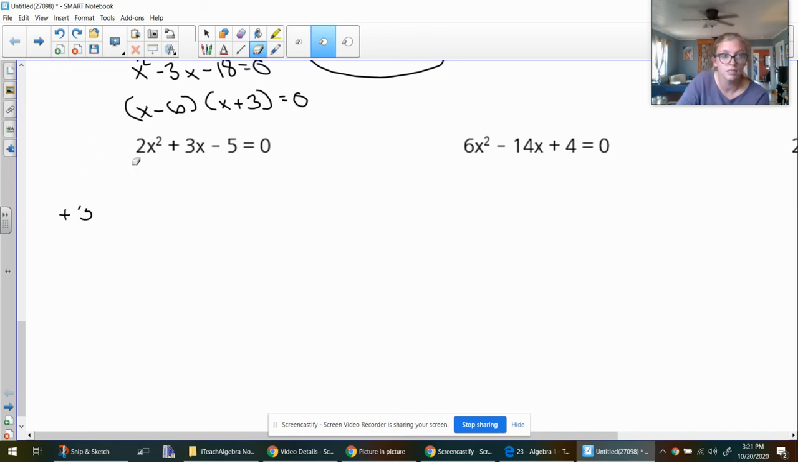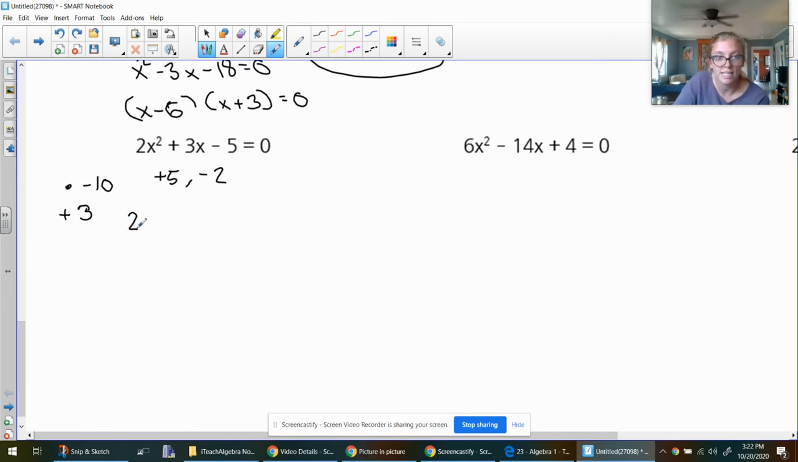Apologies. Oh, and I did not mean to erase that up there. So I got -10 because we multiply our a and our c value together. So 2 times -5 is -10, and then we have a +3. So the two numbers that multiply to -10 and add to +3 are +5 and -2.